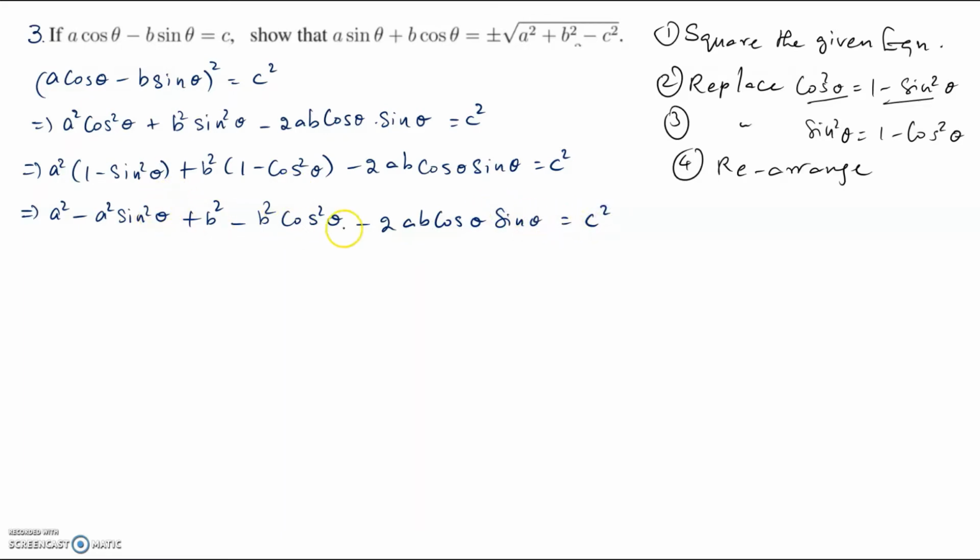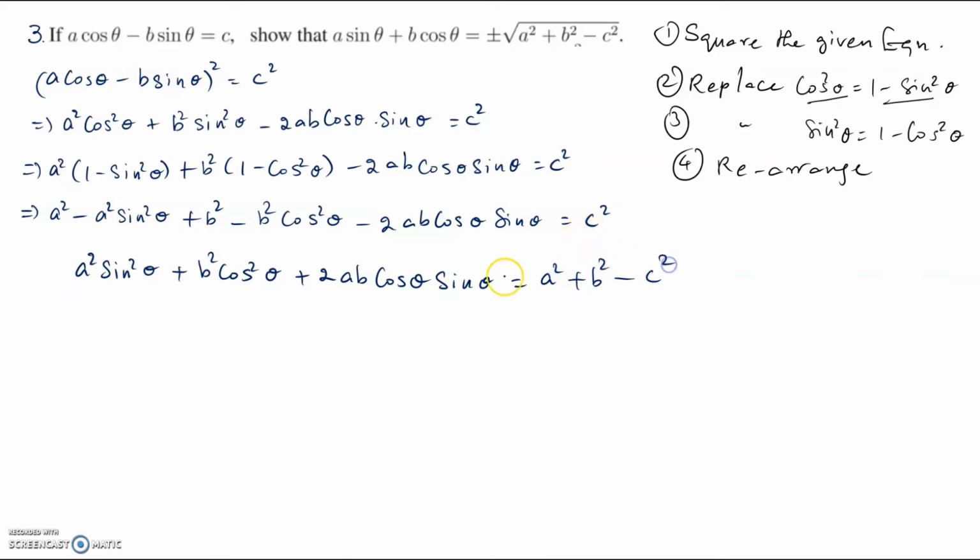So if we rearrange this by moving a squared, b squared and c squared to one side and the remaining items to the other side, and we overall multiply both the sides with a minus, then you would end up with a squared sine squared theta plus b squared cos squared theta plus 2ab cos theta sine theta is equal to, we have taken a squared to the other side and we have changed the sign, so this will be plus a squared here plus b squared, and plus c squared will be minus c squared.